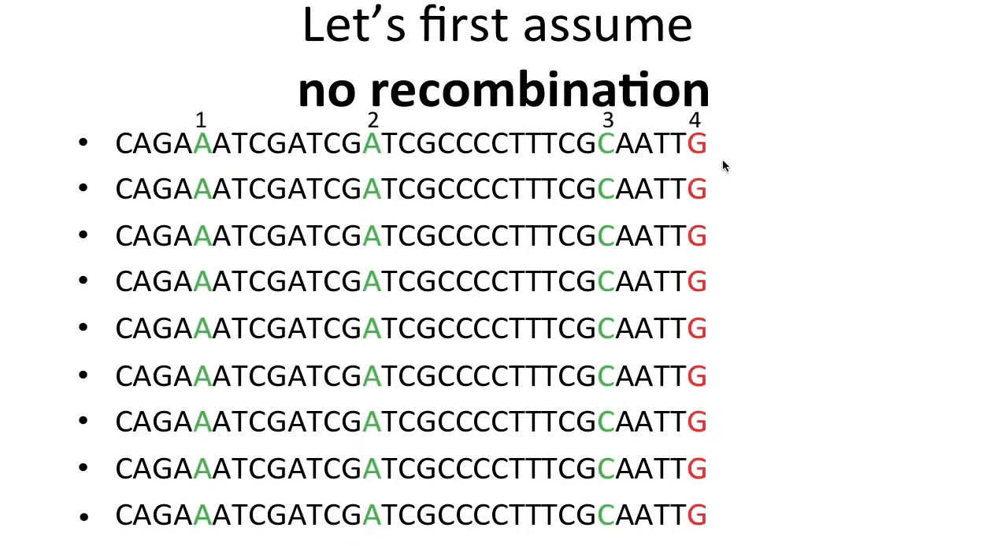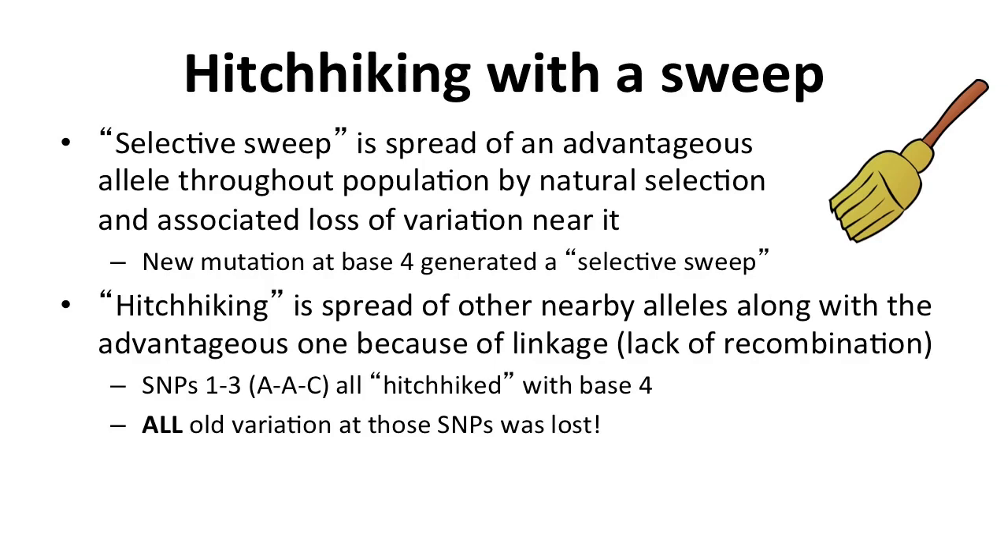So we had the spread of an adaptive variant, and we had a loss of variation at these other 3 sites. And not only did we lose variation, but we specifically carried this one variant, the C, the A, and the A from those 3 sites, along with the spreading G. So what we witnessed is called hitchhiking associated with a selective sweep. So a selective sweep is the spread of an advantageous allele through the population by natural selection.